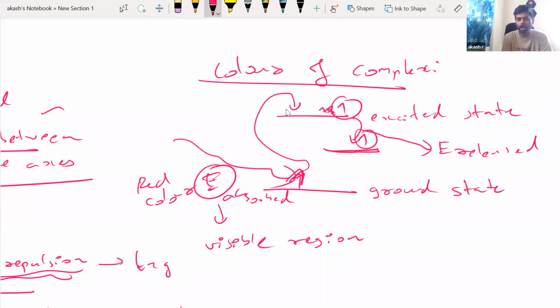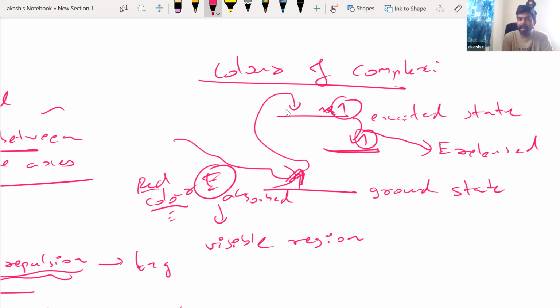Again, all the colors are also electromagnetic radiations. Hope you understand that. Visible region will have all the colors, and all those are electromagnetic radiations. Say this one has absorbed red color. Now if this absorbs red color, you will not see red color of this particular thing. Say this is some chemical species, and it is absorbing some red color.